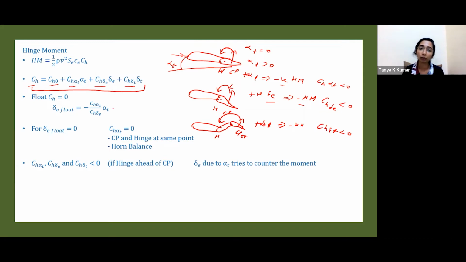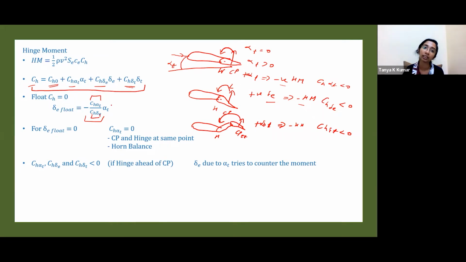Now, what do we mean by float? Float is when there is no hinge moment. So when this elevator is allowed to float freely, it stops at a location where the hinge moment is 0. Okay. So putting the hinge moment coefficient as 0 and neglecting for the time being CH naught and the effect of trim tab, what we get is this value. Now we saw that CH alpha T and CH delta E are both negative.